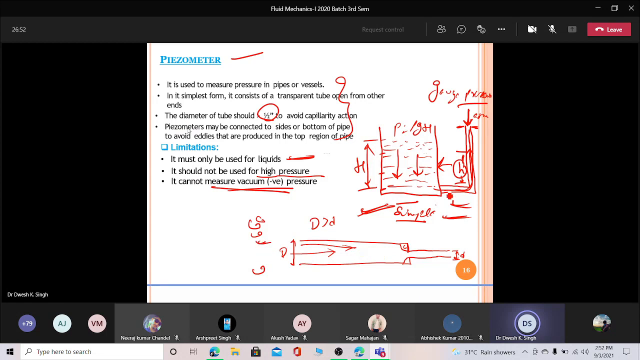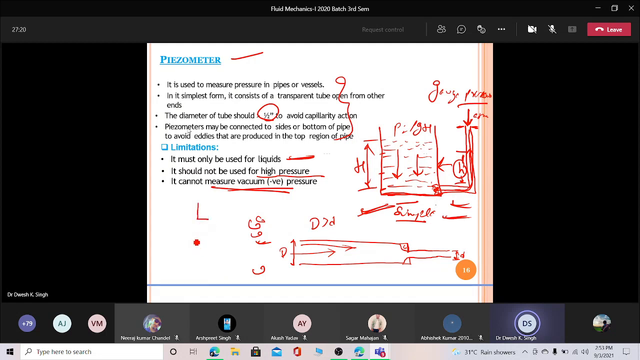That happens because the width of the container is very large in comparison to this. So suddenly, when fluid comes here, some eddy is generated, and it may give some wrong reading. So sometimes we use a bell mouth. This is called the bell mouth.